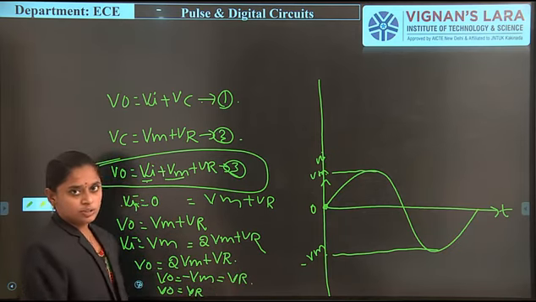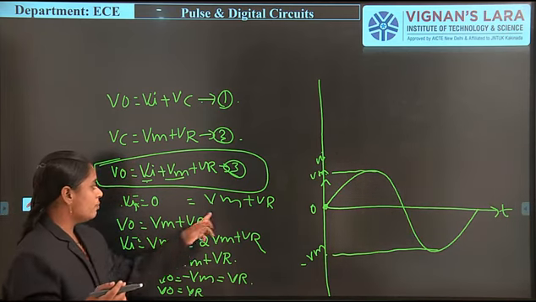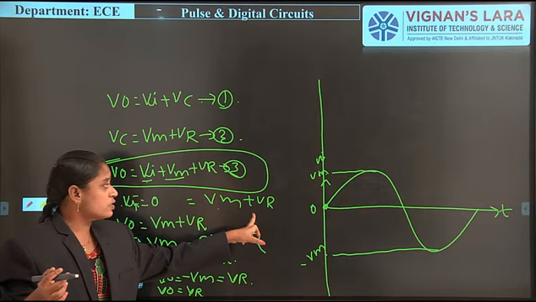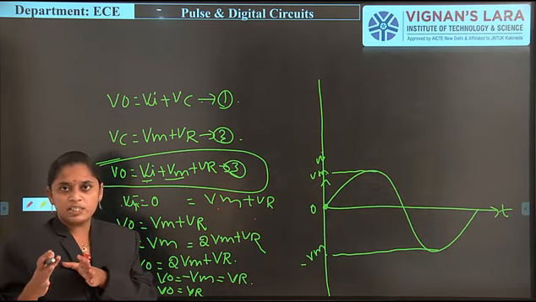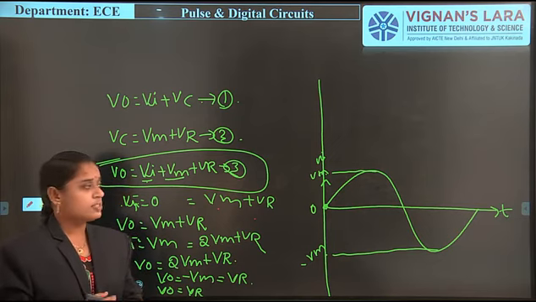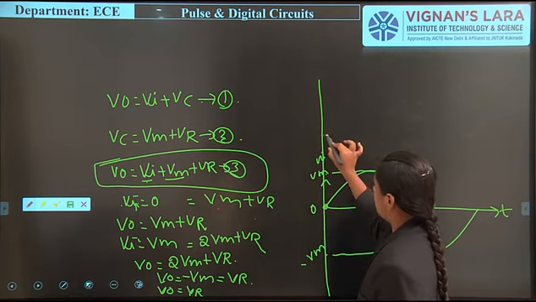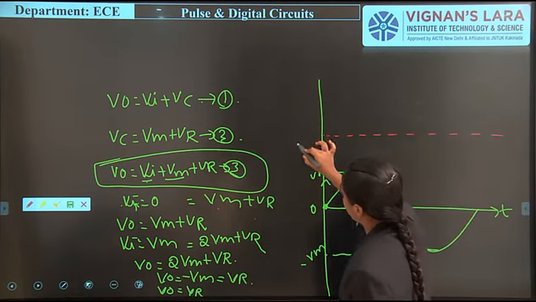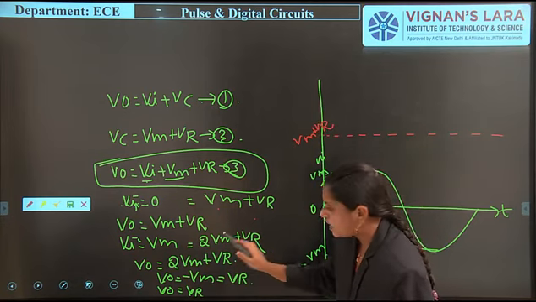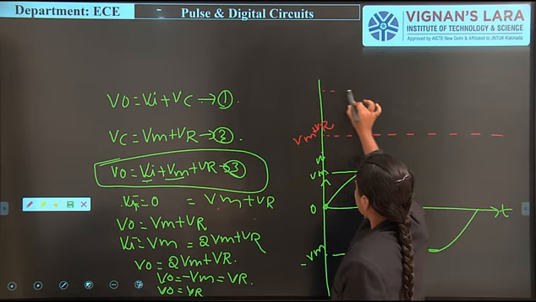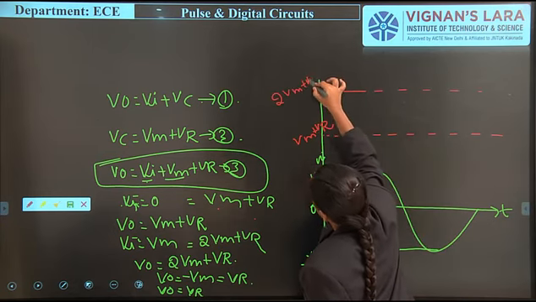So from this we have to draw the output waveform. Please listen carefully for drawing this output waveform. We indicate Vm plus Vr, which is obviously greater than the Vm level. Just take Vm as 5 volts and Vr as 2 volts; then obviously 5 plus 2 is greater. That's why this one is Vm plus Vr. And the next one is 2Vm plus Vr, which is also greater than Vm plus Vr. So this is the output waveform.